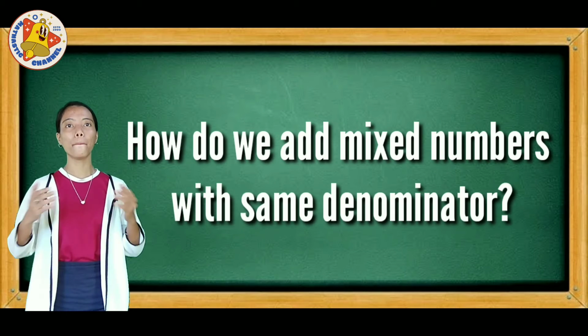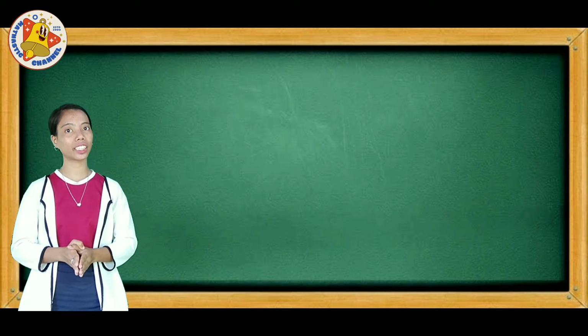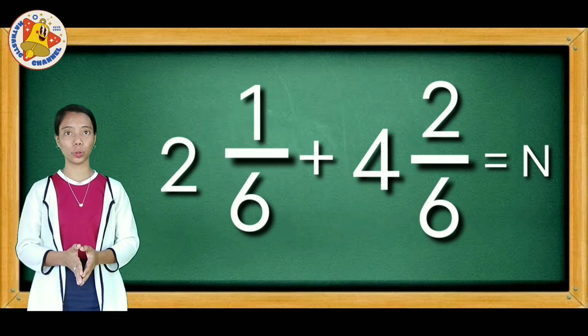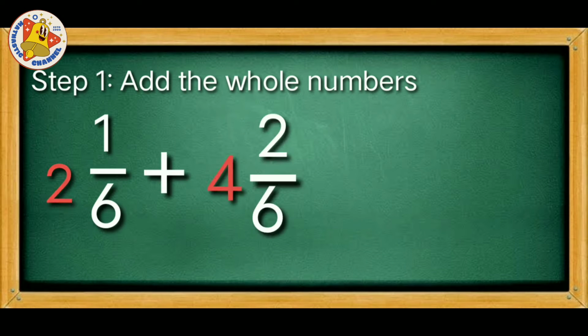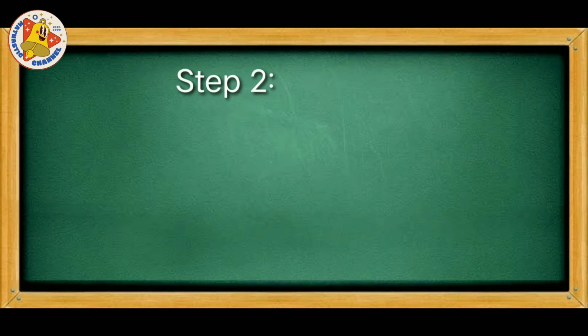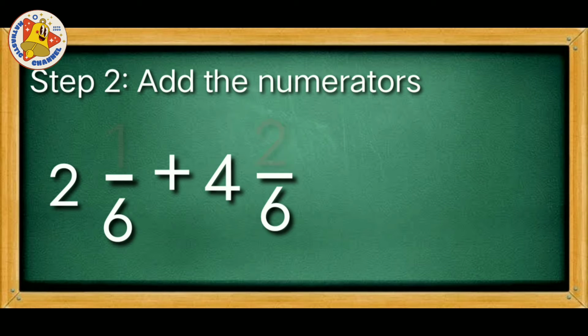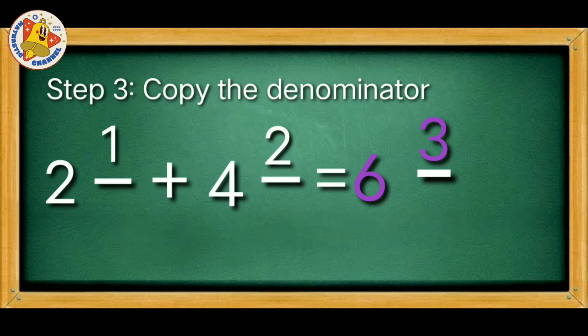How do we add mixed numbers with the same denominator? Let's take this as an example. 2 and 1/6 plus 4 and 2/6. Step 1. Add the whole numbers. 2 plus 4 is equal to 6. Step 2 is to add the numerators. 1 plus 2 is equal to 3. Step 3 is to copy the denominator. In this case, 6 is the denominator.